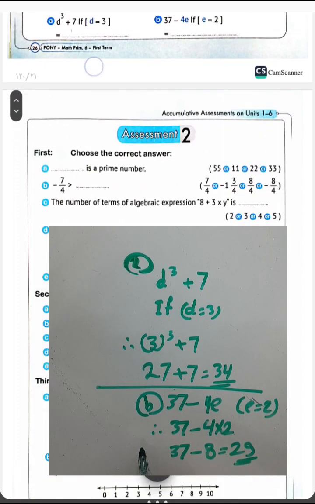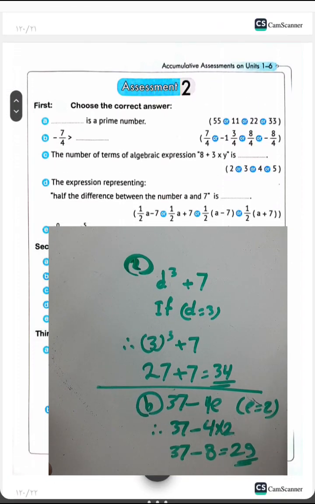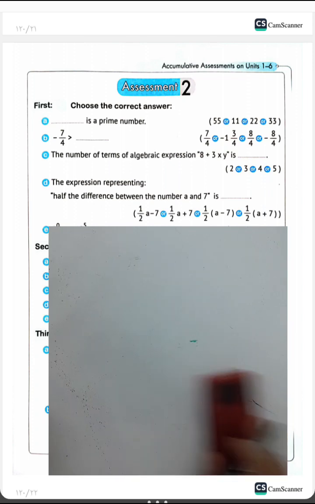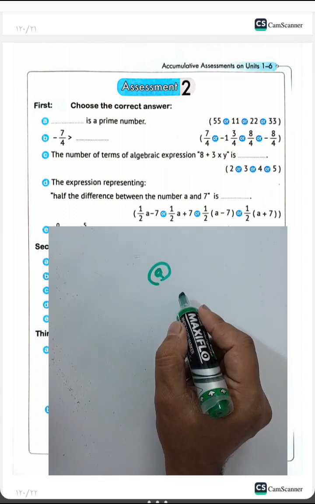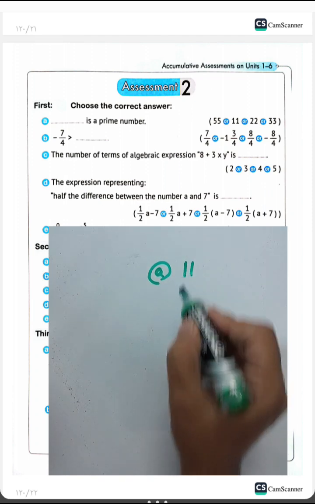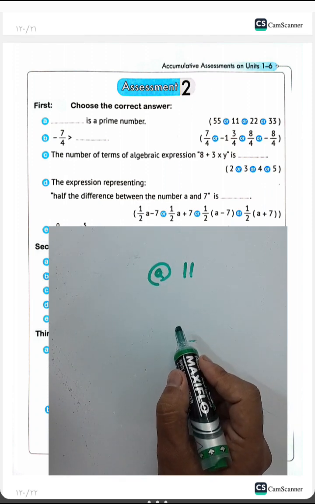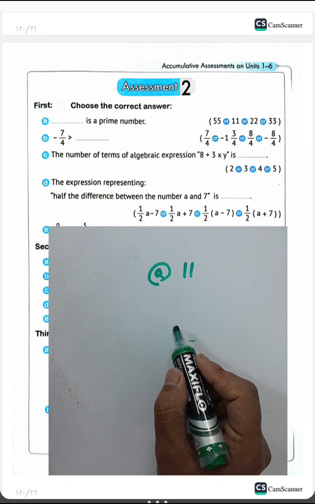Assessment number 2. Choose the correct answer. Eleven is a prime number because 11 can be divided by itself and 1 only. We have two factors of 11.